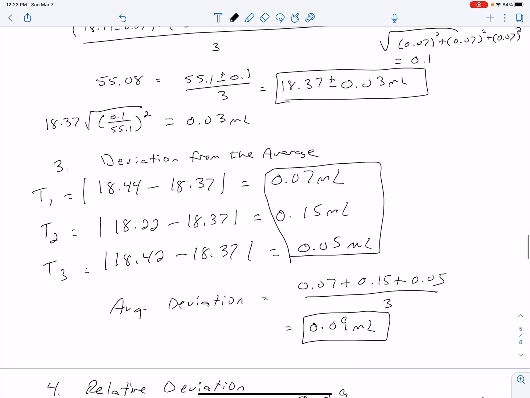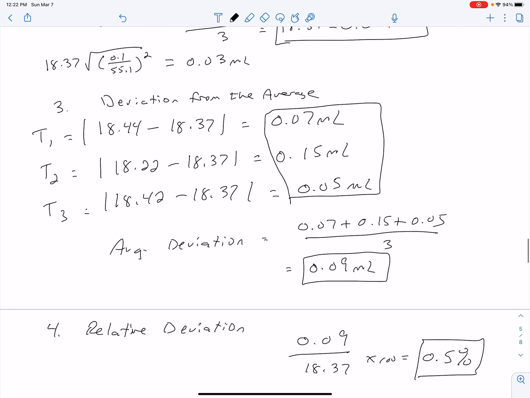From that, I found my average deviation. I added all 3 and divided by 3, and I got 0.09. I then took that, and to find my relative deviation, I took my average deviation all over the mean times 100.